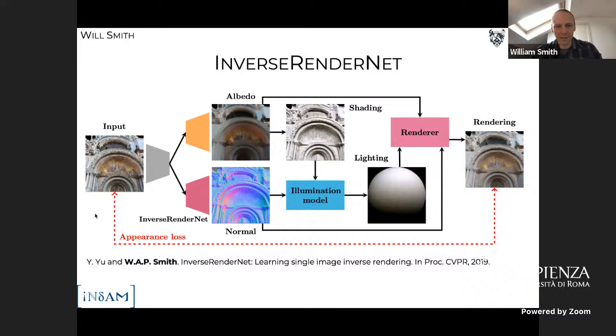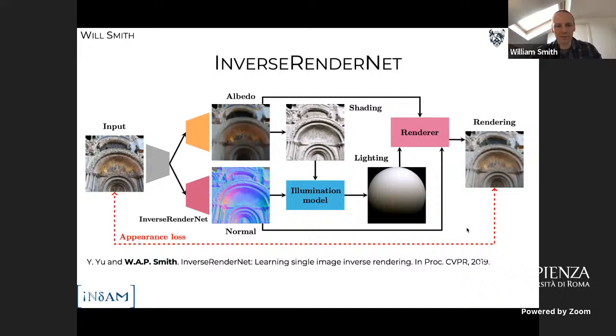And there's no direct supervision in here. So all we're doing is providing lots of examples of input images. In a sense, the supervision is coming from our model of image formation, so how these inverse rendered quantities can be turned back into an image.